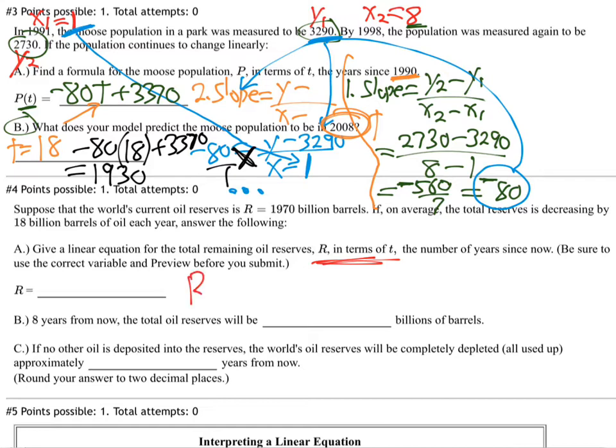So what's it going to be? R equals, so remember we're going to have mx plus b, basically. That's what everything linear is. It's always mx plus b. So what's the m going to be there?